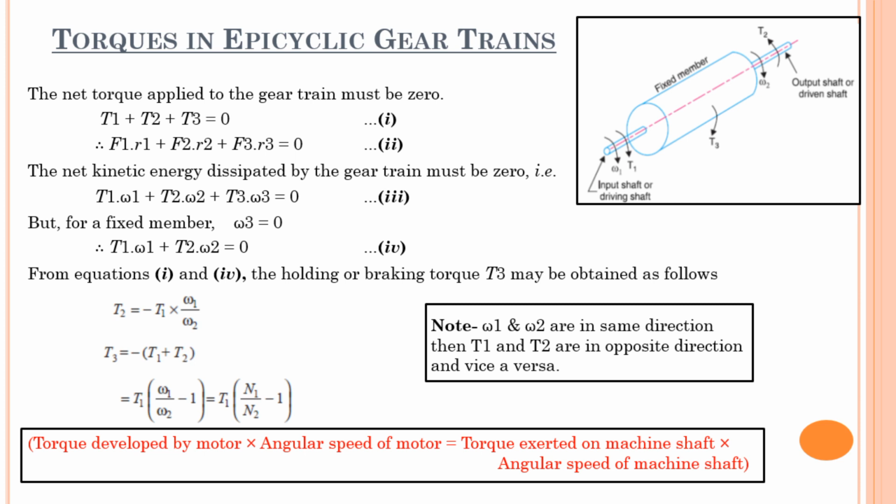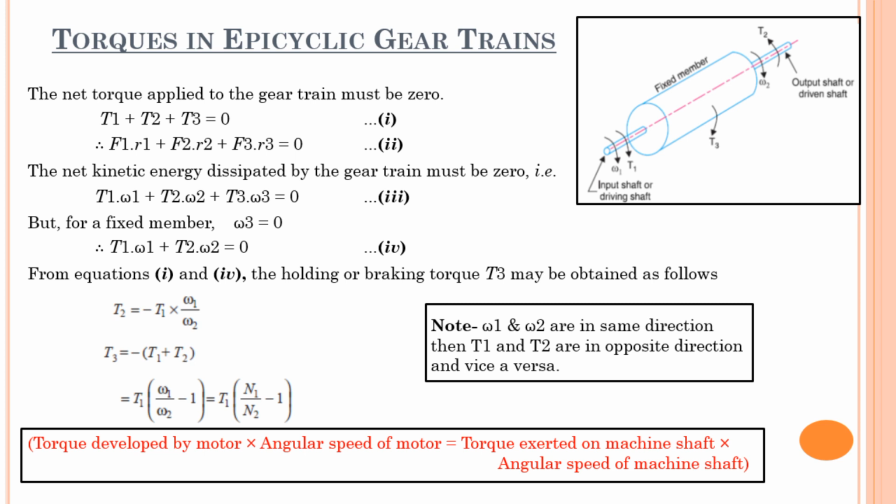Now omega 1 is the input angular speed, omega 2 is output angular speed, omega 3 is angular speed of fixing member, which will be equal to 0 because there will be no speed if we have fixed that member. Therefore the third equation will now become tau 1 omega 1 plus tau 2 omega 2 is equal to 0. Now underline that equation 4, tau 1 omega 1 plus tau 2 omega 2. It is the product of torque developed by motor or input torque into angular speed of input shaft plus torque developed at output shaft into angular speed of output shaft.